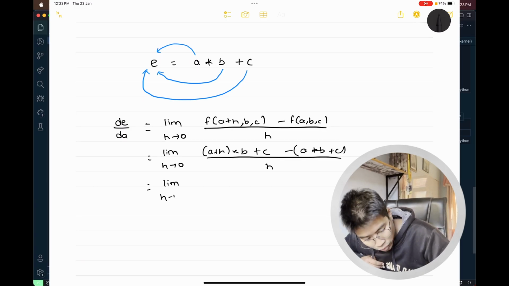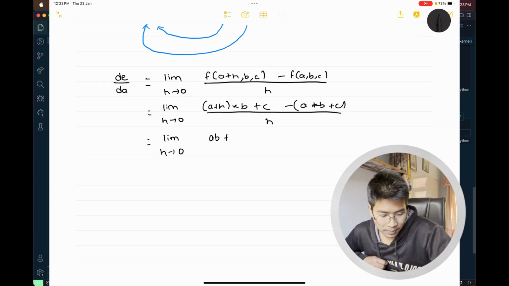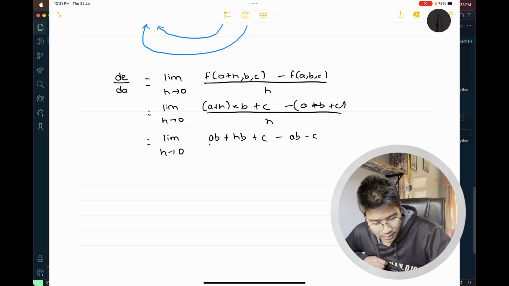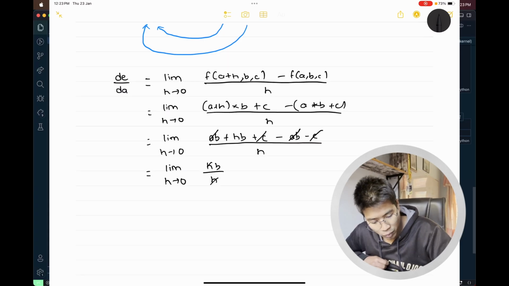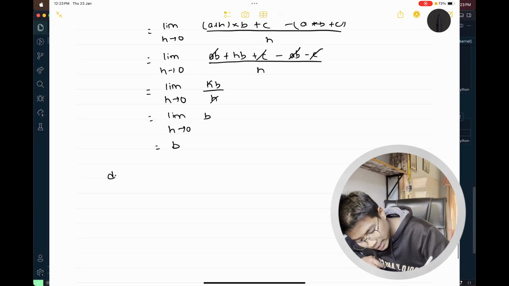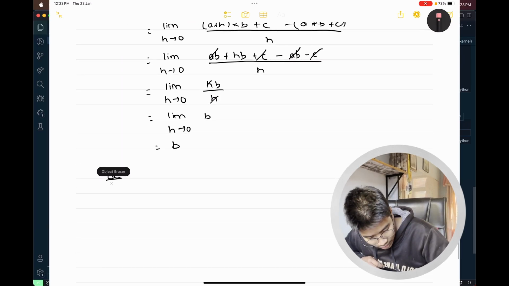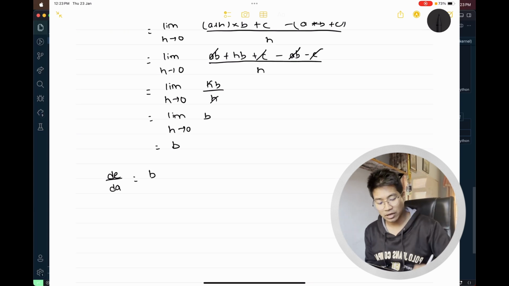Limit as h goes to 0 now. We're gonna do this computation now. AB plus hB plus C minus AB minus C, divided by h. AB goes away, C goes away. You are left with limit as h goes to 0, hB by h, the h's cancel, and you get limit as h goes to 0 of B, which is B. So it turns out that the way E is affected by A is basically the value of B. Whatever the value of B is.